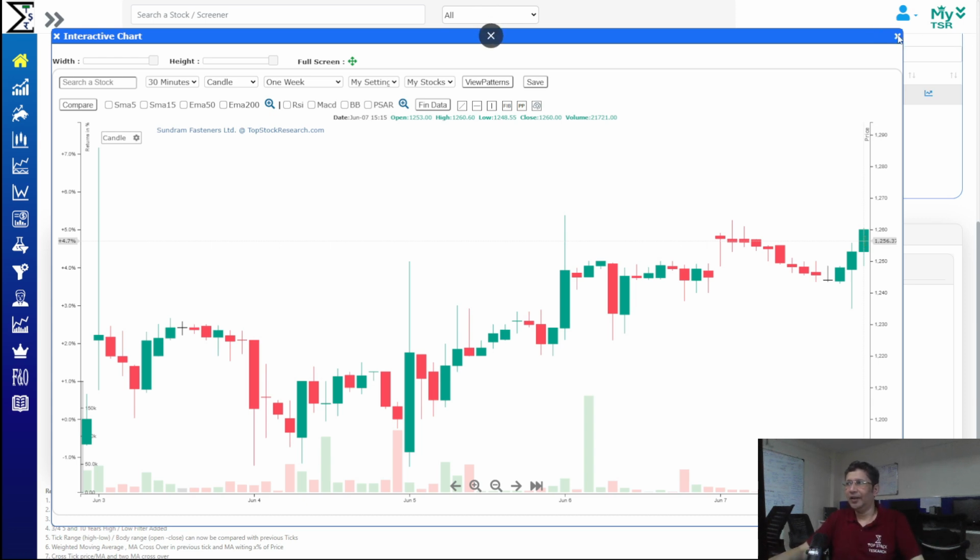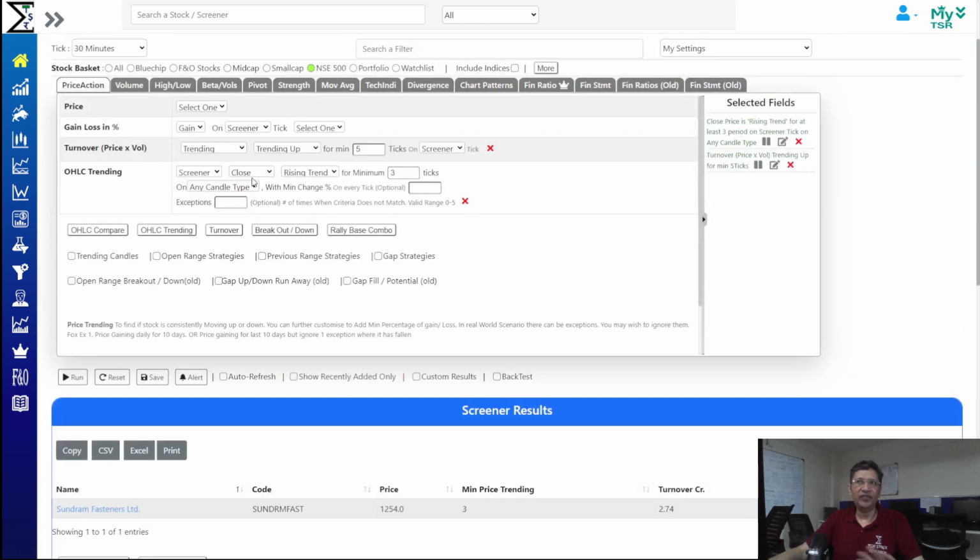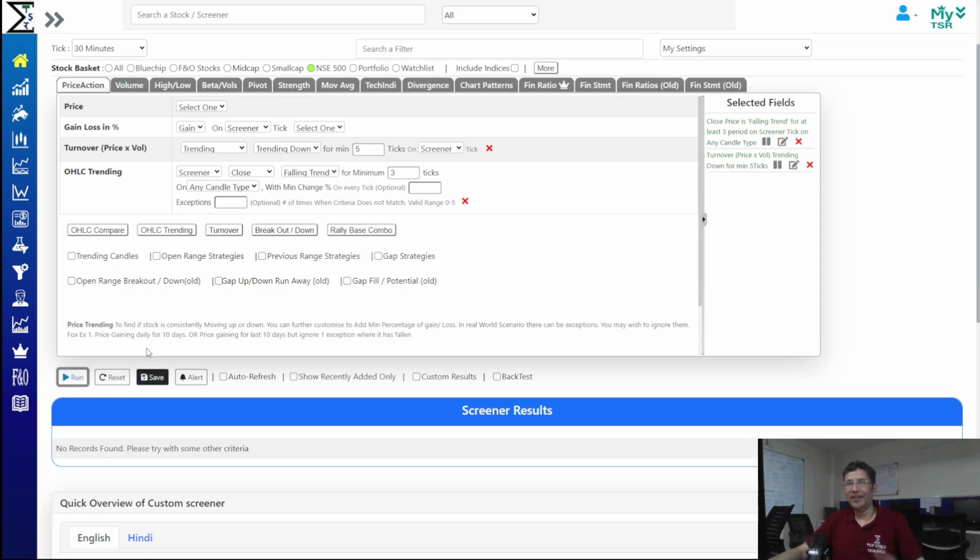Like any other filter in custom screener, you can use one filter along with any other filter also, right? So that's a very clear example that we are looking at the trending turnover with trending price. Likewise, what you can do is look for trending down, a falling price, to see where stock price is going down.